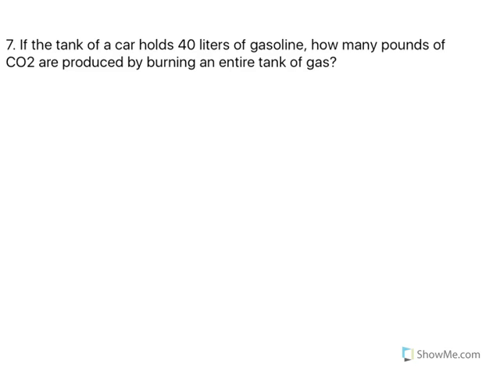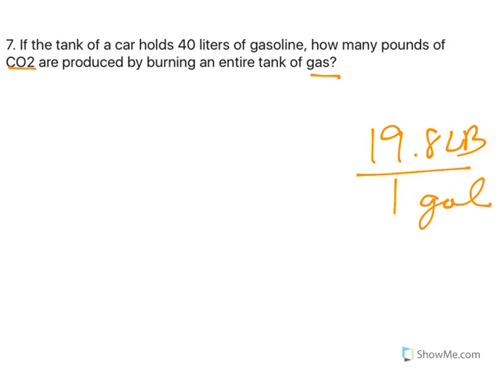Number 7, if the tank of a car holds 40 liters of gasoline, how many pounds of CO2 are produced by burning the entire tank? Okay, so once again, gas, CO2, we know we're going to use 19.8 pounds per 1 gallon. But the problem is, we start with liters. So I need to change liters to gallons. Well, liters is metric, gallons is customary. I have to jump across the pond.